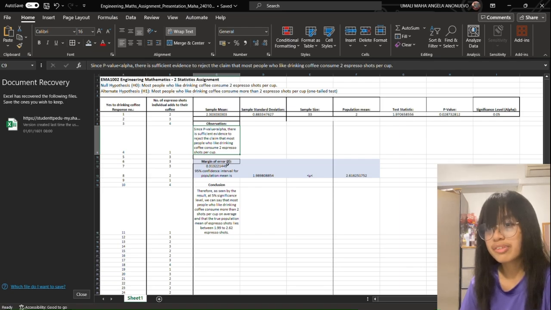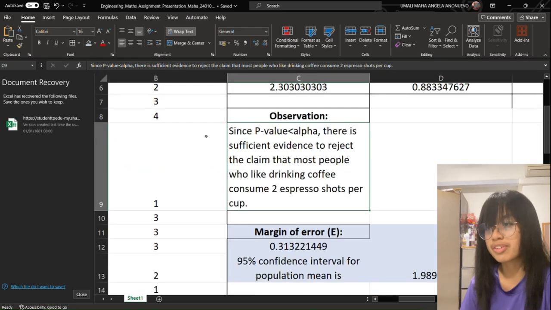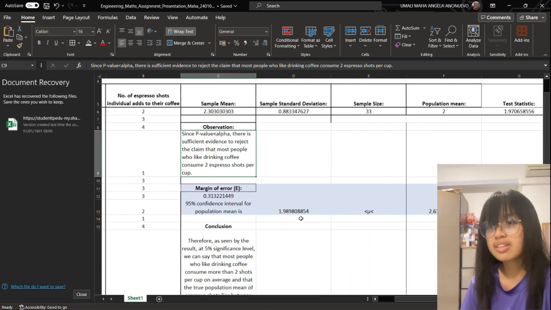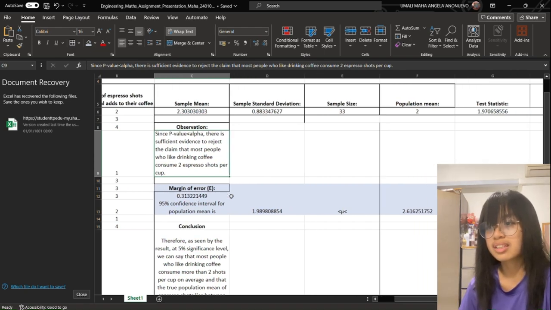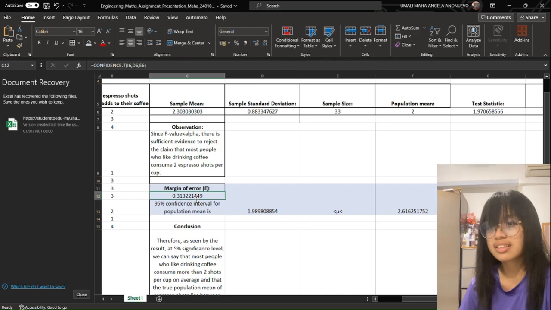It tells us the range of values we believe the true population mean of espresso shots is likely to be. In order to find the range of values, we first need to compute the margin of error. However, in Excel, I will use CONFIDENCE.T as sigma is unknown. I6 is alpha, D6 is the sample standard deviation, and E6 is the sample size.